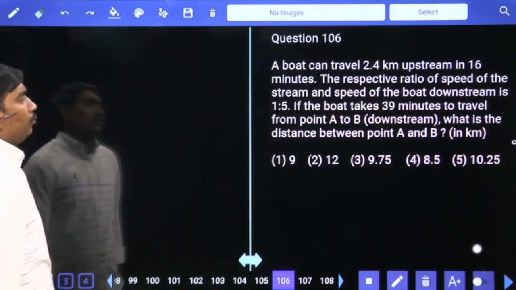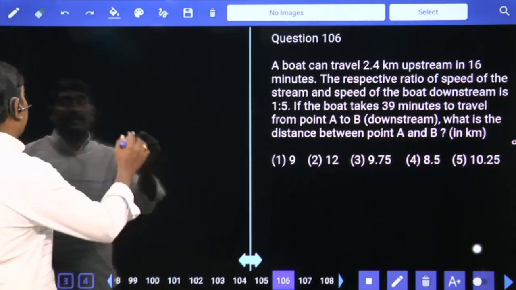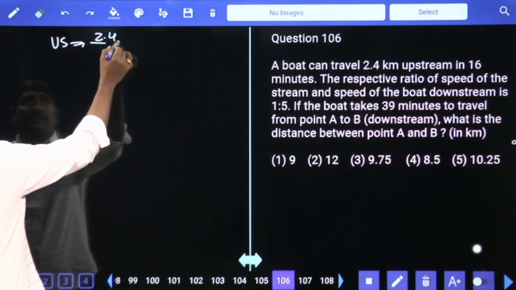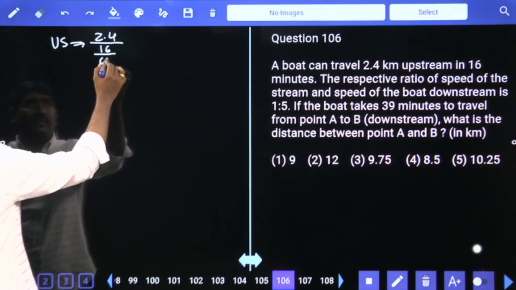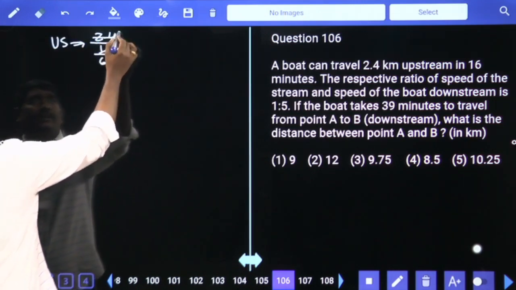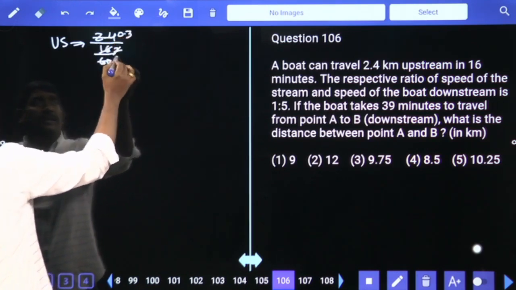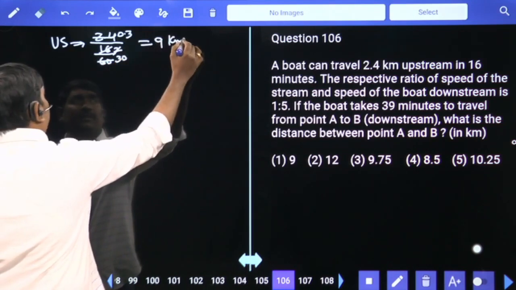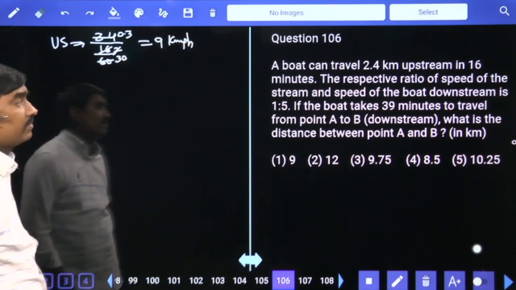A boat can travel 2.4 kilometers upstream in 16 minutes. 2.4 kilometers in 16 minutes. Converting to hours, 16 by 60, 2.4 times 60 divided by 16, gives 9 kilometers per hour. Upstream speed is 9 kmph.